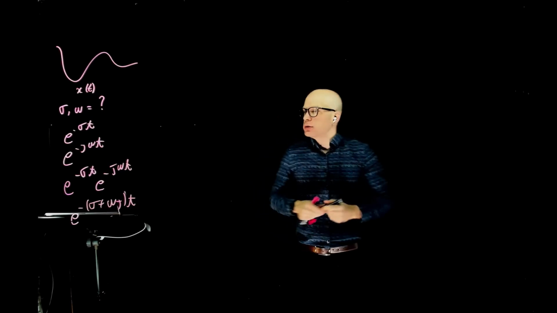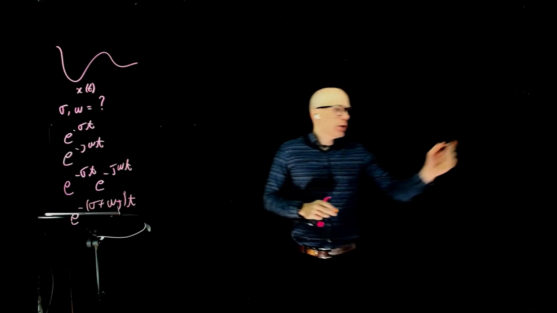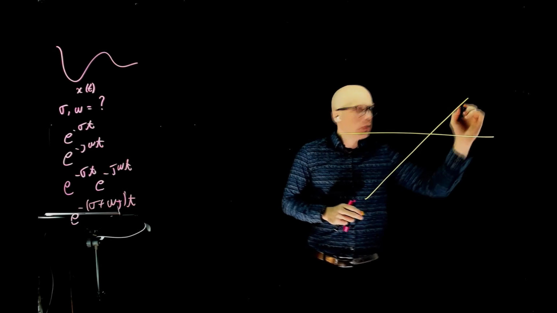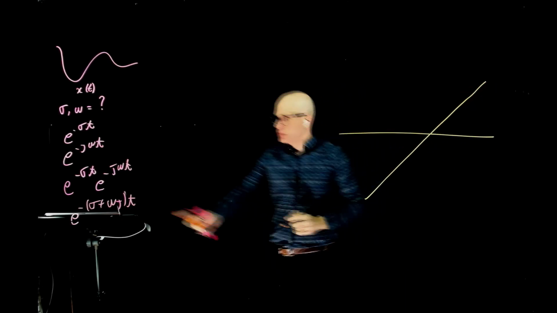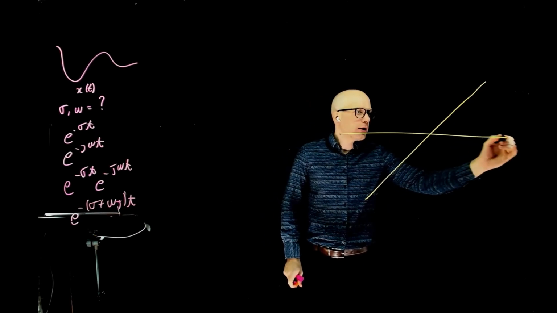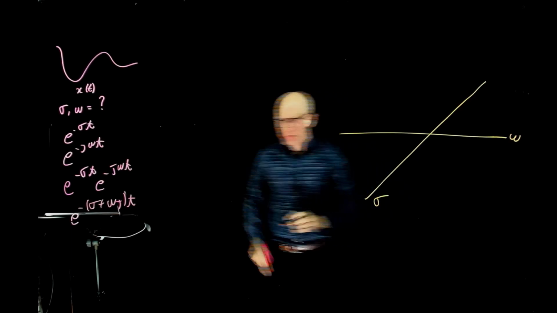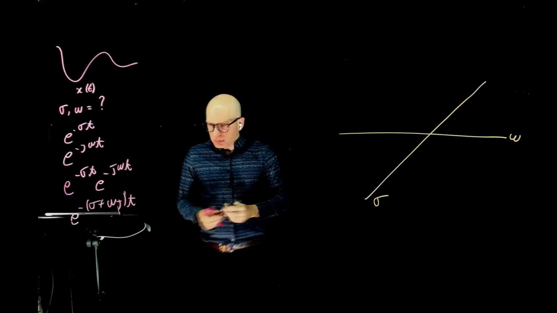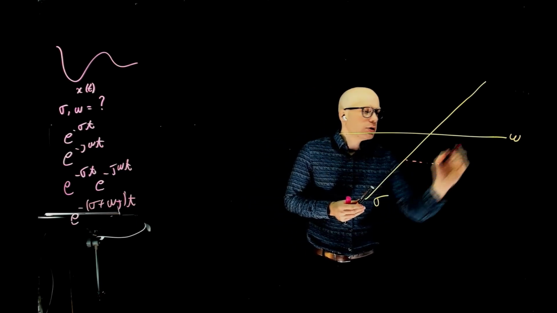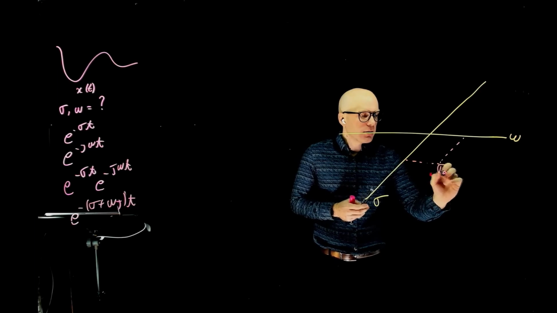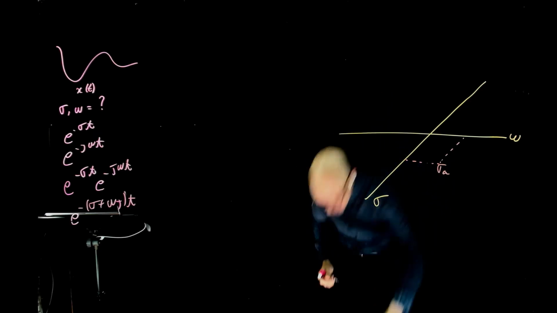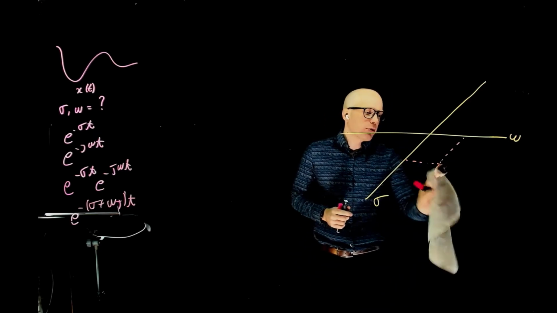So now how are we going to do that? We can create a plane here, and let's put on this plane the values of omega and sigma. Let's call this one omega, and let's call this sigma. And let's pick a point in this graph, let's say this point right here. This is sigma A, omega A, so let's call that just point A to avoid confusion. So this is point A.